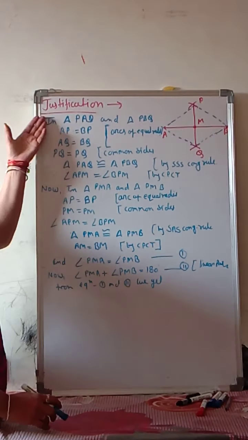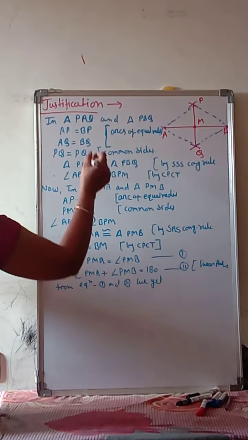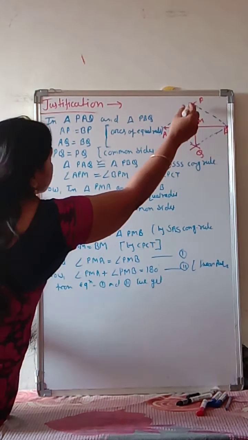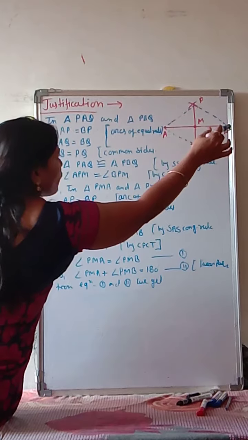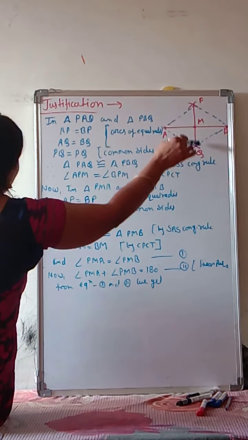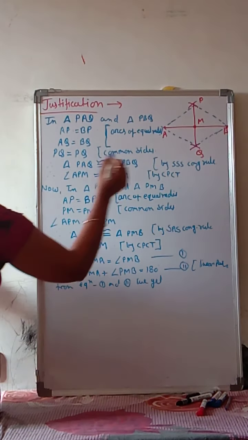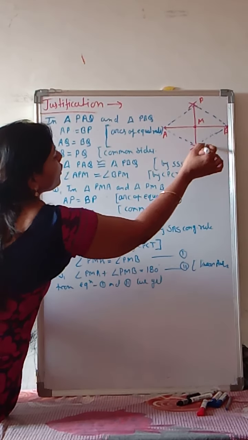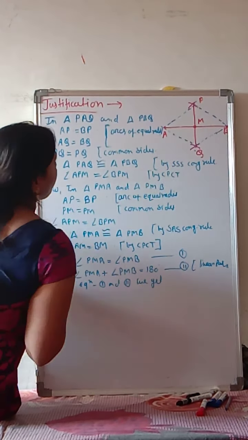This is a justification for the perpendicular bisector of a line segment. So this is the line segment AB, and PQ is a perpendicular bisector. Now first we join AP, AQ, QB and BP.